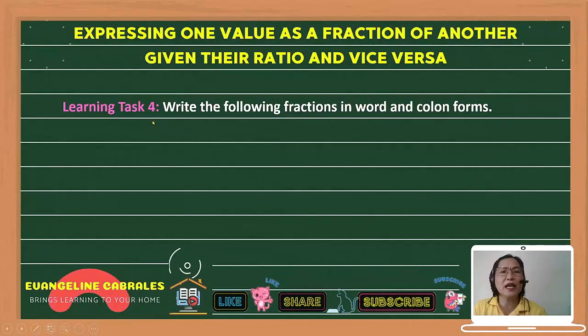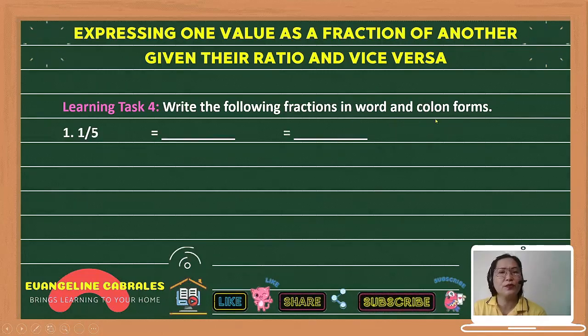Then, for learning task 4, write the following fractions in word and column form. So, wag malito sa direction, ha. Dapat sunding mabuti kung ano yung hinihingi. Ang hinihingi ay word and column forms. So, 1 is to 5, kaya ang given ay fraction kasi ibibigay mo yung word and column forms. So, that is the word form and that is the column form.